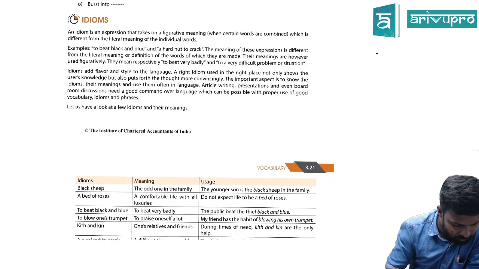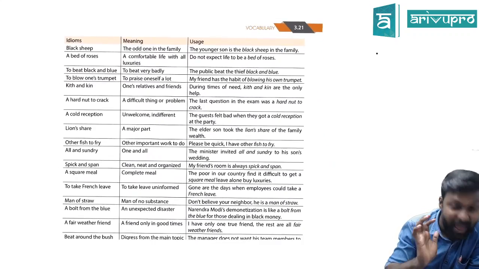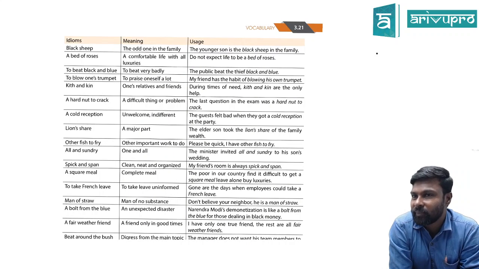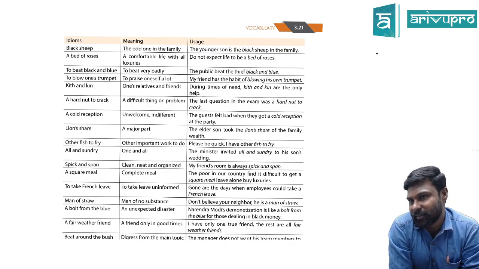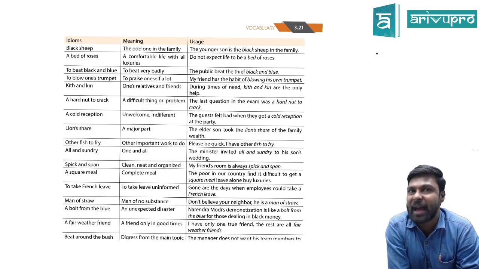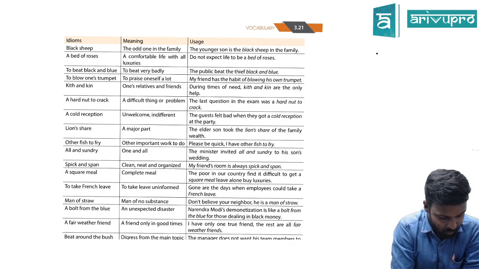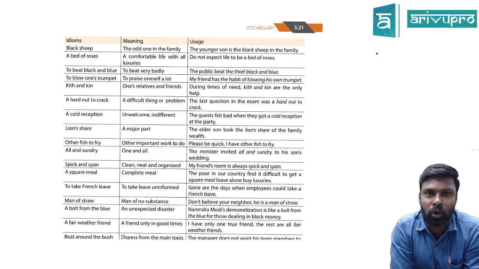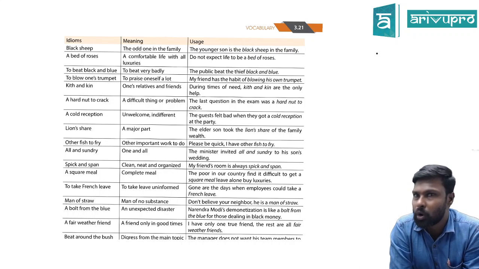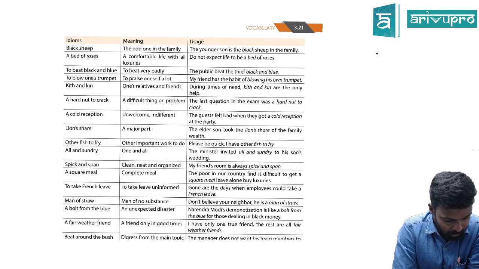Black sheep. I am the black sheep in the family. I am the odd one out in the family. Everybody has the same characteristics, whereas I don't. Second one, a bed of roses. Life is not always a bed of roses. There are also going to be thorns. That's an idiomatic expression. It's not going to be comfortable all the time.